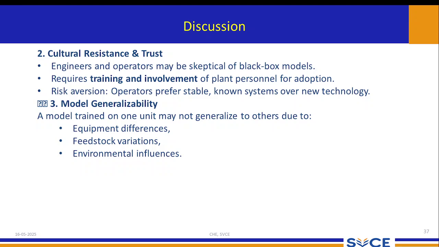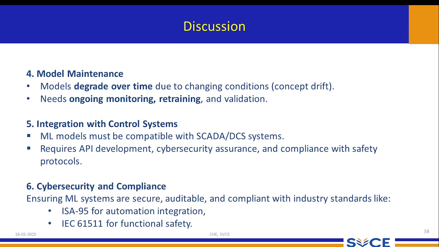It may not necessarily be the same procedure that needs to be followed for processing the sample before it is subjected to analysis. Because of the variation of equipment, the procedure of preparing the sample for analysis itself is different. So imagine, in a chemical process, a model trained on one unit may not generalize to others. The equipment difference will obviously change things. That's what I would like to highlight here. Feedstock variation and environmental influence are also factors.